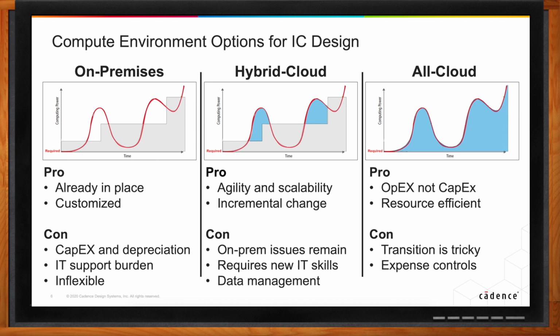Well, the easiest thing is actually to jump all the way to the right-hand side and go all cloud. Why is that easier? Well, you can switch your CapEx to OpEx, and that is generally preferable to the CFO. It's also very resource efficient. If you look at the depiction, the blue exactly matches the red, meaning that you're never really paying for compute that you didn't use. The challenge, though, is that that transition is tricky, especially if you're one of these companies that has a huge server farm investment.